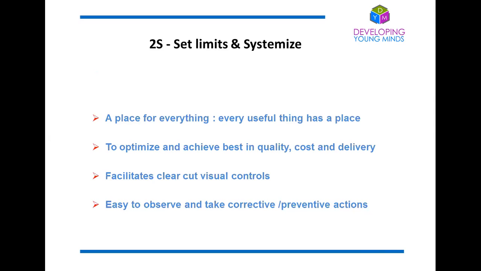So the second S is basically that we have to set the limits and systemize it, right? So why do we have to set the limits? Because now we have sorted out everything, what is required and what is not required, right? The next step is what? How to set the limits, how to systemize, how to keep a place for everything, right? If it is to be at this place, it should be there only. It is something like when you enter the house, we always leave the chappals outside, right? So we have a shoe rack there. We have to set the system there, we have to set the limits there, right? That is what we do, right?